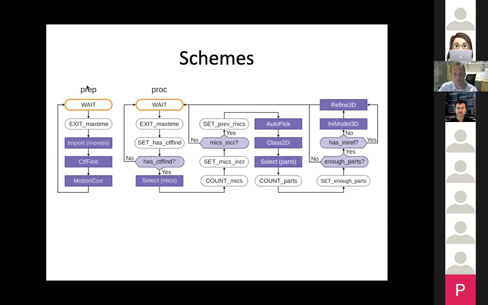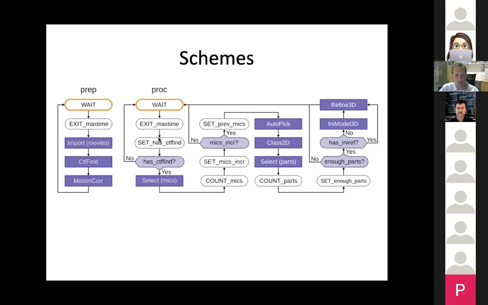And this we call the prep scheme. It's an example scheme that's distributed with RELION as part of RELION-int.py for automated processing. But as I said, you can edit these and make your own for your own system. This does pre-processing, so just doing CTF find and motion correction on all the micrographs. Oh, this should actually be the other way around. The processing scheme is more complicated.